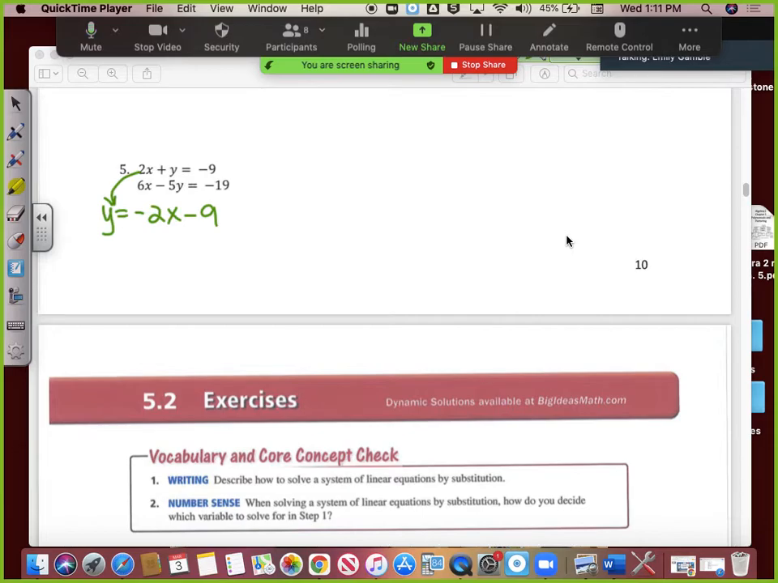So now I have one of the equations equal to a variable. Substitution says, okay, use the other equation that was not used yet, the 6x minus 5y equals negative 19, and use substitution and replace in negative 2x minus 9 in for that y variable. This one's really tricky because there's a lot of negatives. So here's what this will look like. 6x minus 5, parenthesis, negative 2x minus 9 equals negative 19.